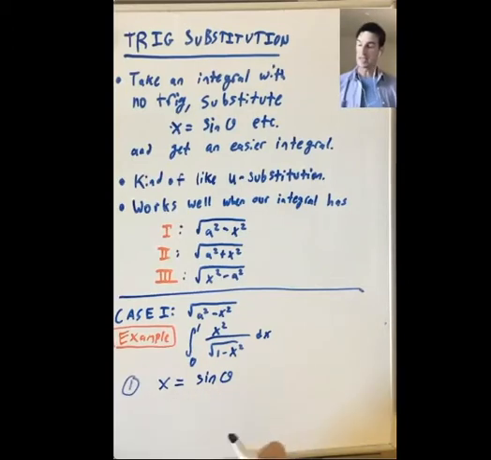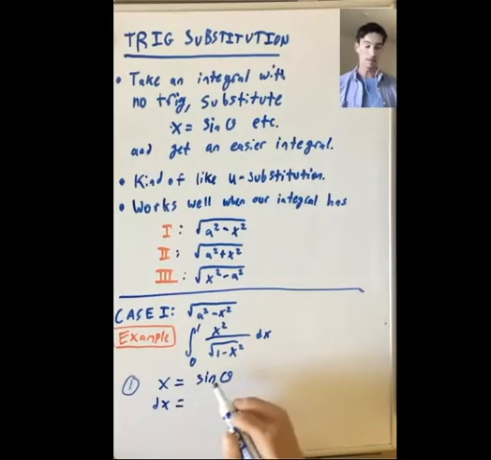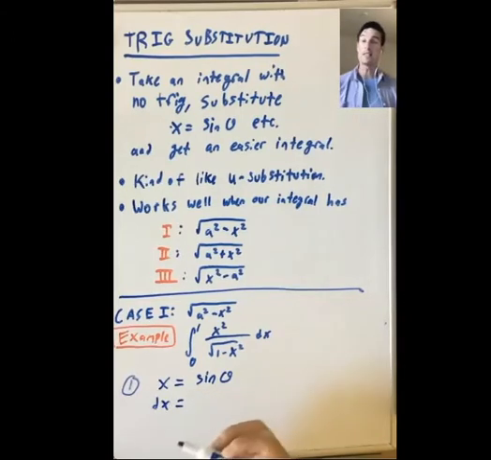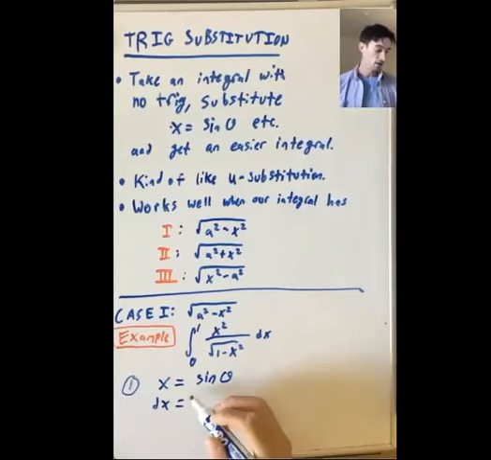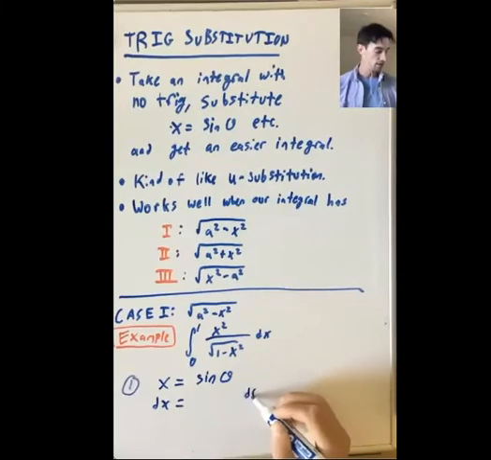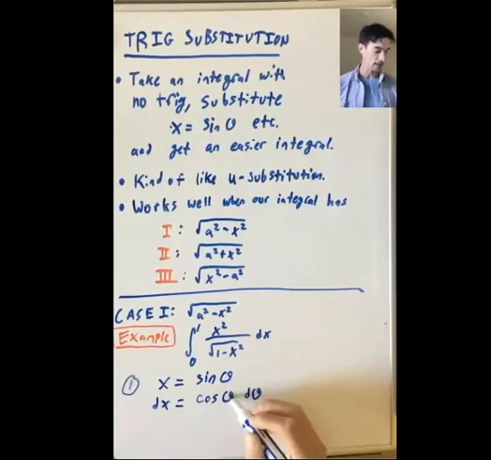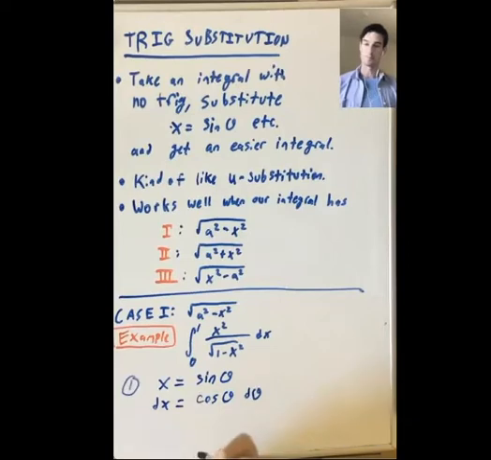And just like in our examples with U substitution, when you substitute the variable x, you also need to know now what is dx in terms of the new variable. Well, by definition, you take the derivative with respect to theta of the function on the right-hand side and then d theta. So in this case, dx is cosine theta d theta.